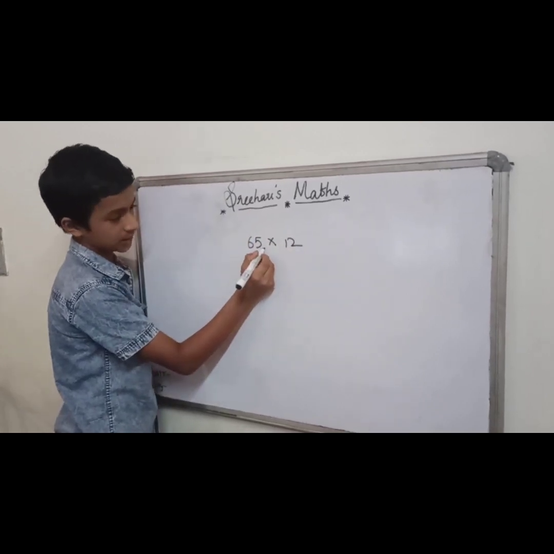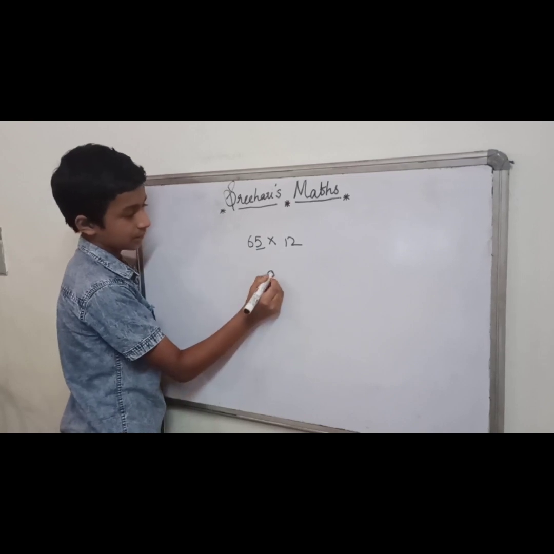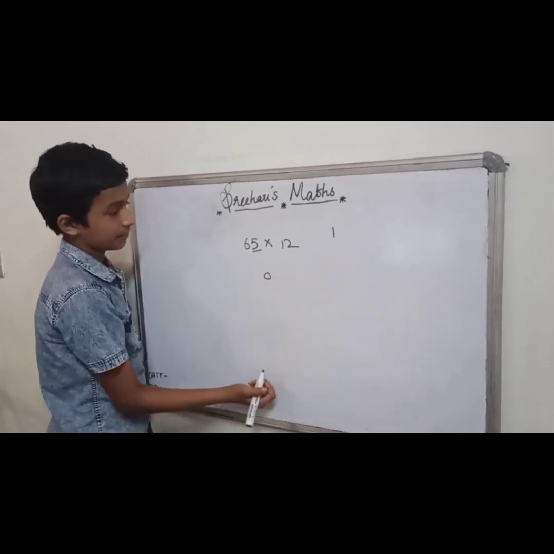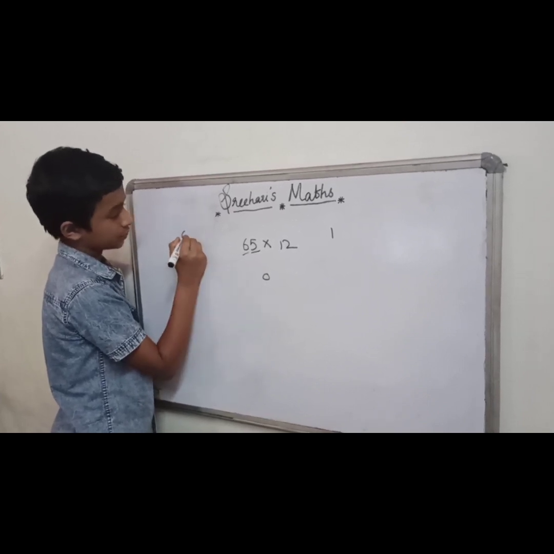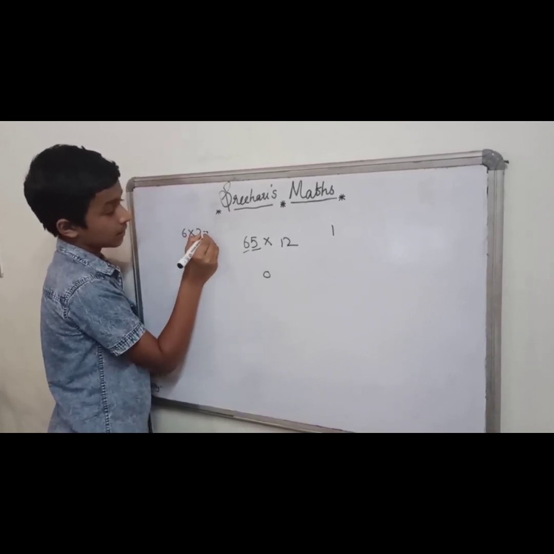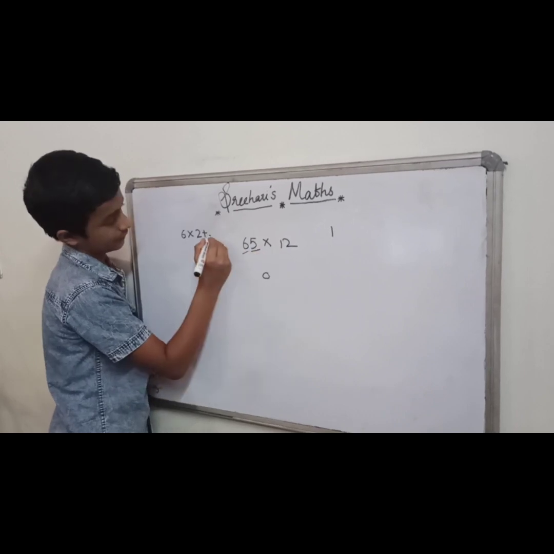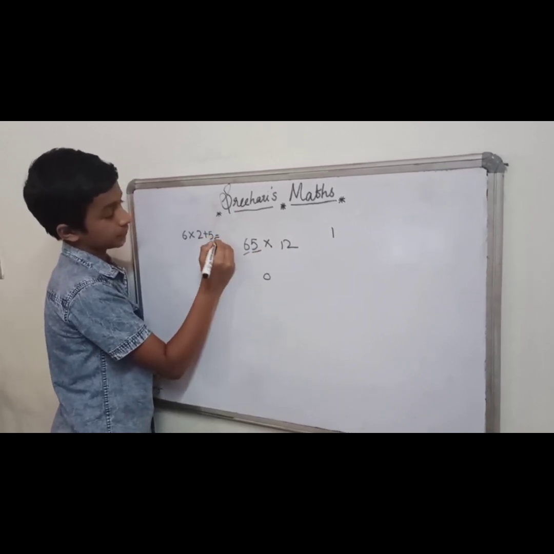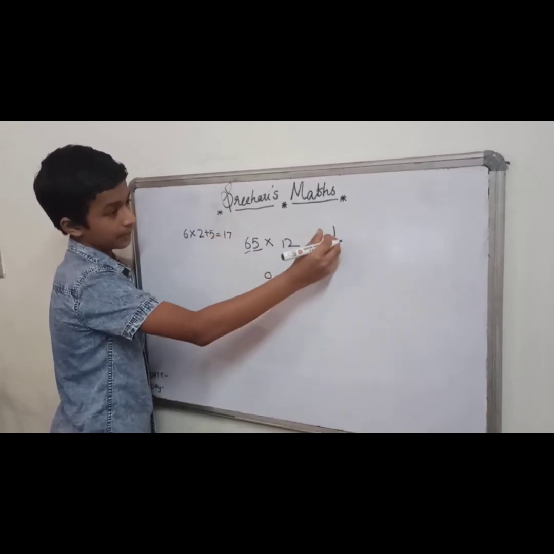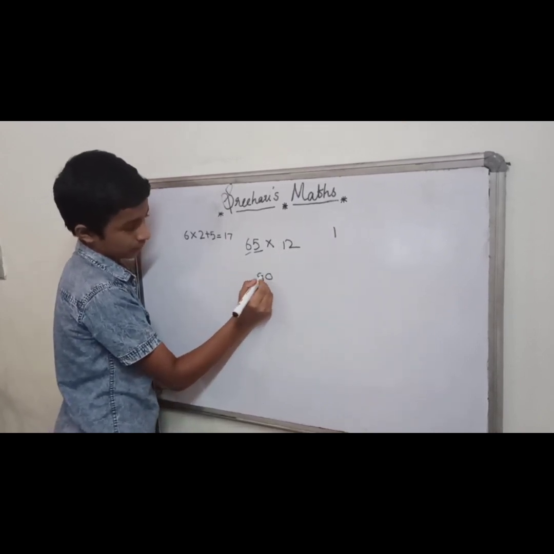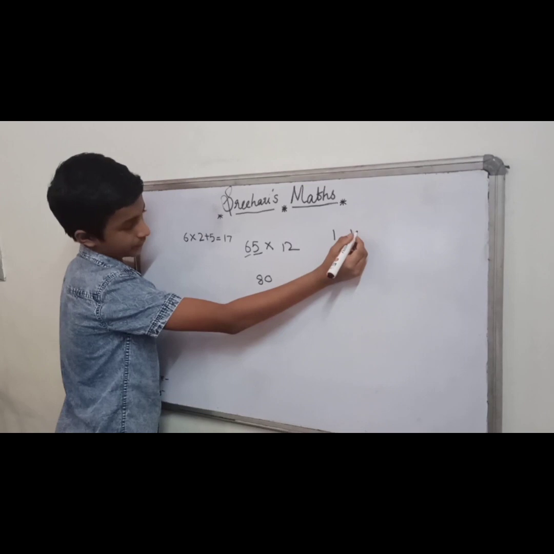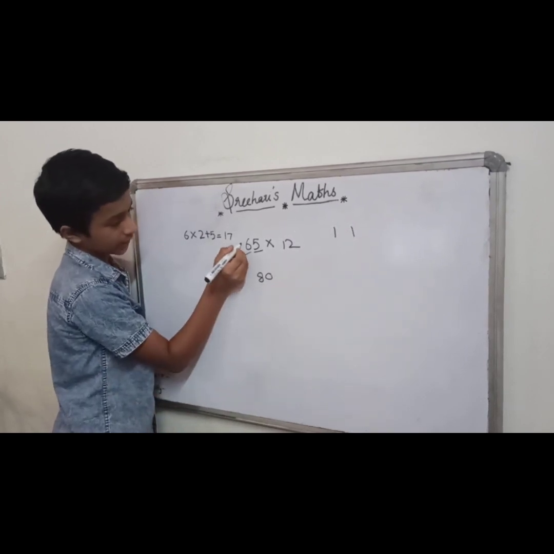Now let us double this 5. 10, 1 as remainder. Now we will double this 6. 2 into 6 plus this 5 is equal to 17. Then plus this remainder, the answer will be 18. Then 1 as remainder. Now we will imagine 0 here.